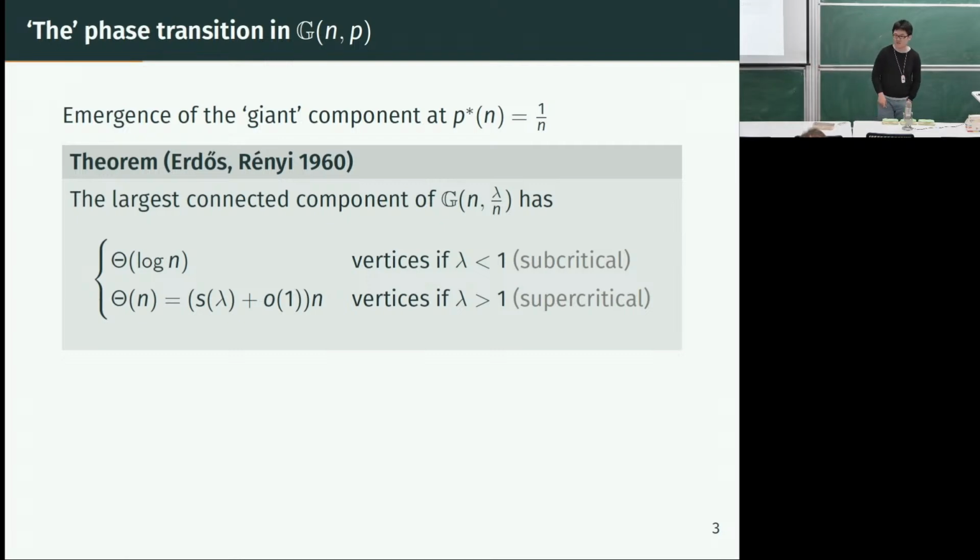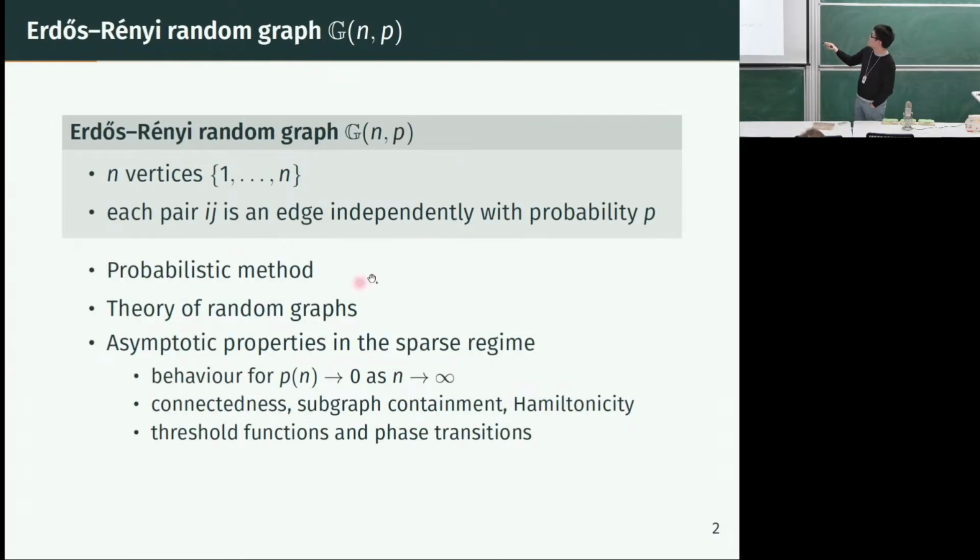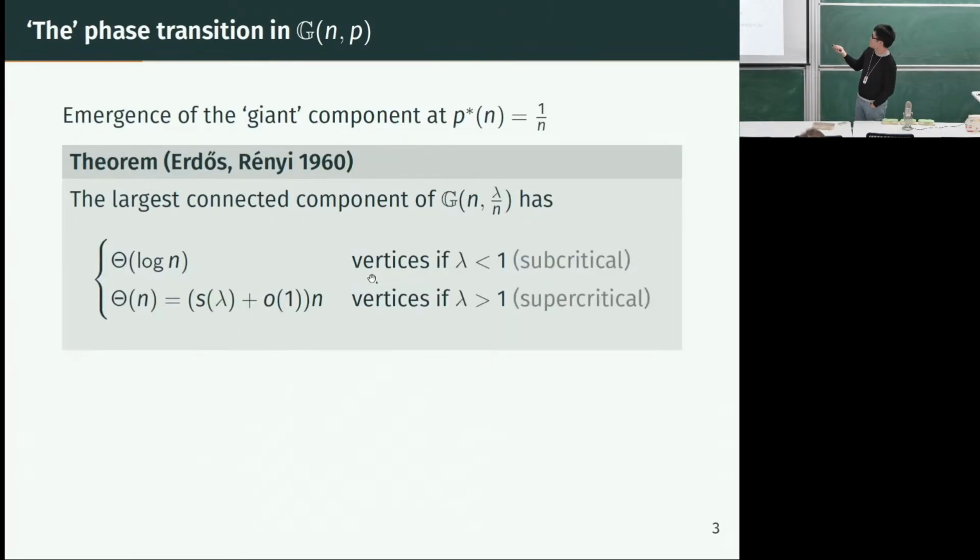From this, one very classical result about the Erdős-Renyi random graph is the so-called emergence of the giant component at the probability threshold of 1 over n. This is sometimes known as the phase transition in G(n,p) because of how well known it is. And this result dates back basically all the way to when Erdős and Renyi started considering the random graph.